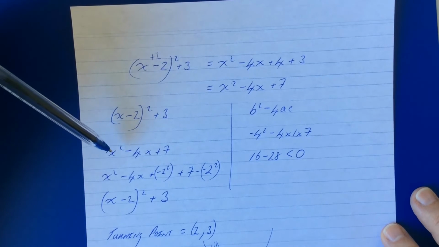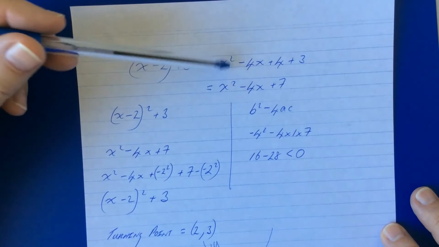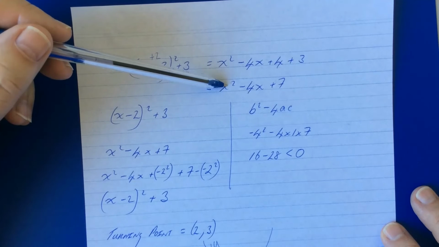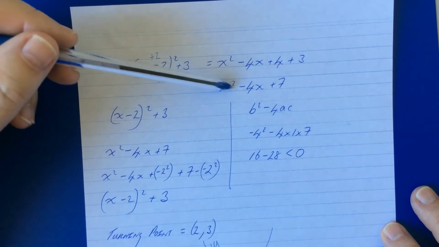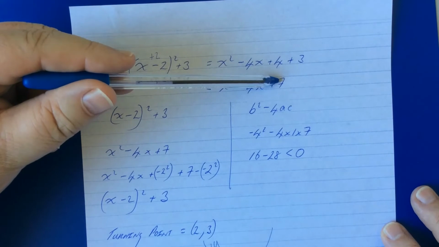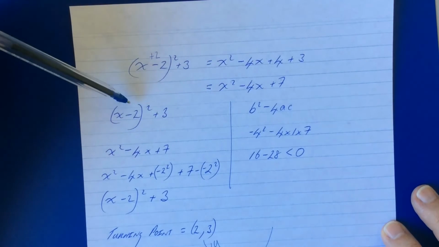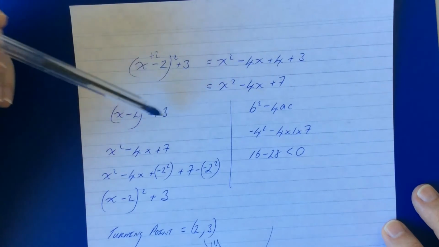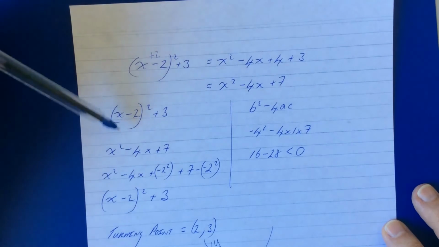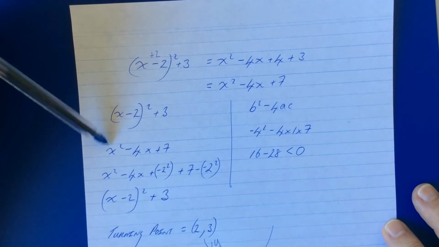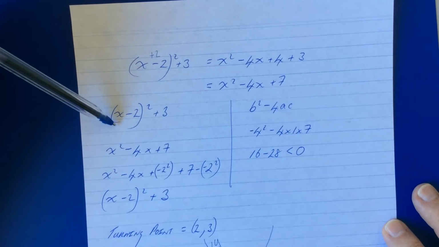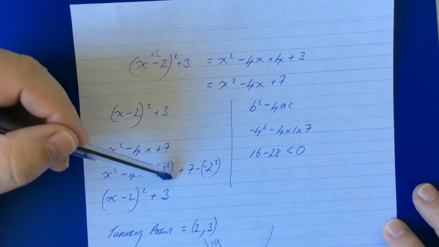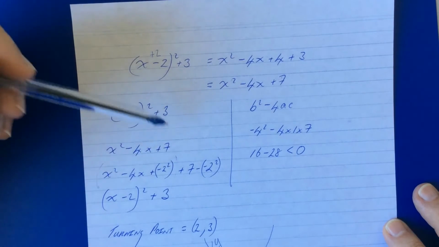Now, let's just say that you expanded this, and you got this function here, x squared minus 4x plus 7. And you decided to go looking for a solution for this. Or you decided that you would try and factorize it by completing the square. Well, you can see the working here. We create a perfect square here.